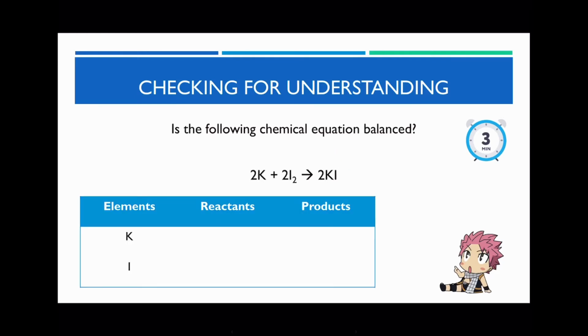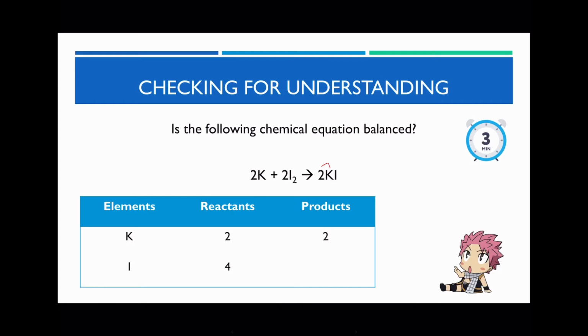Again, similarly, please pause the video right now to see whether this chemical equation is balanced or not. In this case, we can see that there are 2 potassium atoms on the left-hand side. There are 4 iodine atoms on the left-hand side. Find out how many atoms there are on the right-hand side. In this case, 2 times 1 is 2. So there are 2 potassium atoms.